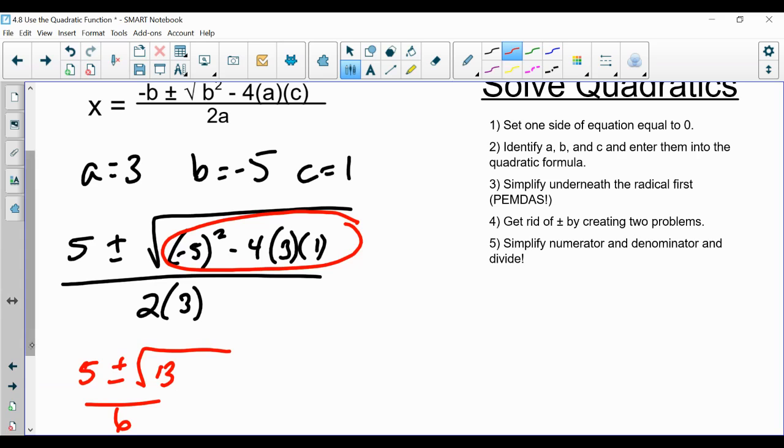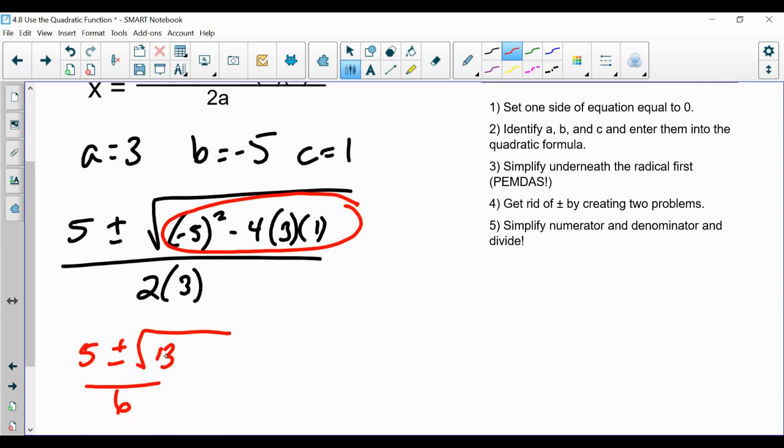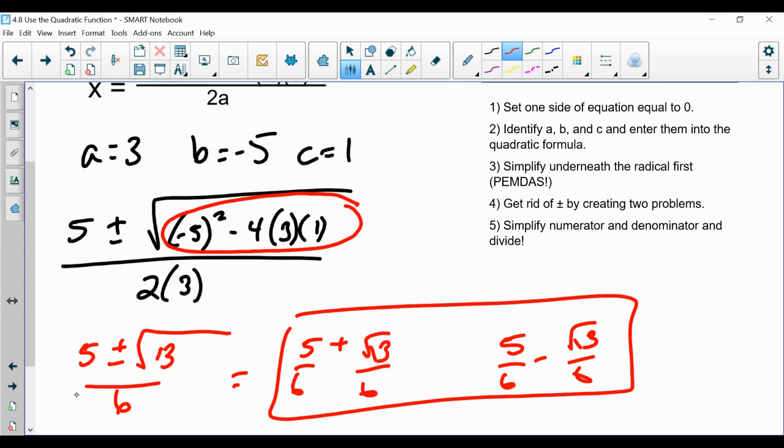The square root of 13 cannot be simplified. There's no perfect square factors of 13, so it would just be 5/6 plus root 13 over 6 is one of your solutions, and 5/6 minus root 13 over 6 would be the other solution. If you wrote it like this, that would be fine as well.